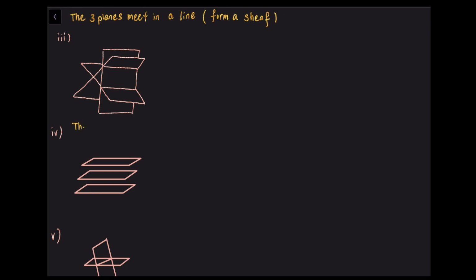In the third scenario, the 3 planes form a prism. As you can see, this is a triangular prism. And in this case, there is no solution.